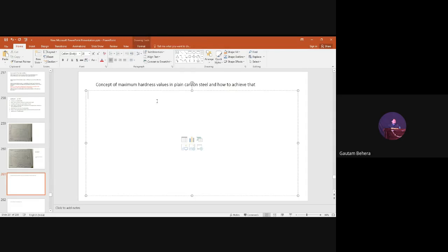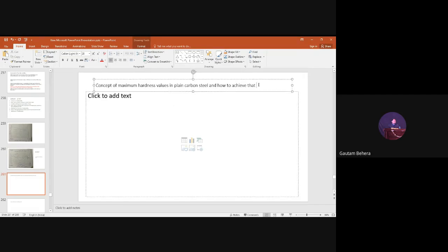Now, the concept of maximum hardness value in plain carbon steel and how to achieve that. This is a very interesting question. So I'll give you 5 seconds to think about it. Suppose you have a plain carbon steel, how can you get maximum hardness? You can tell me in terms of microstructure, or in terms of composition.